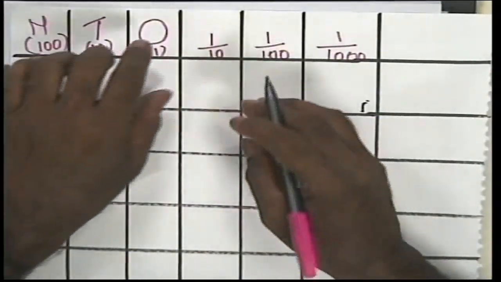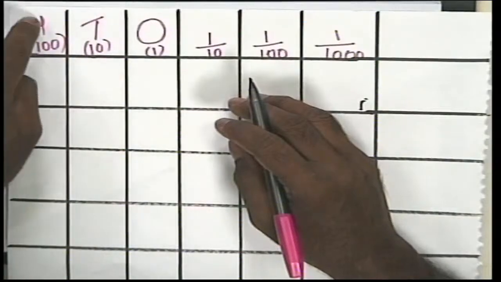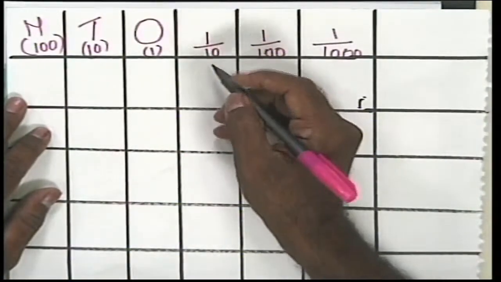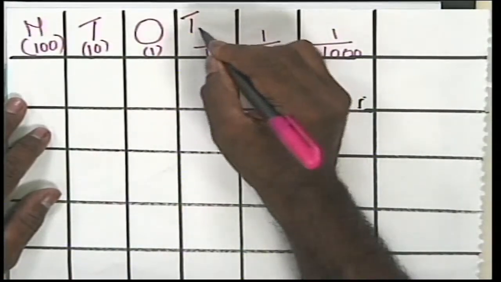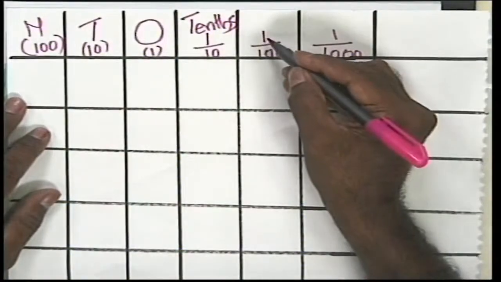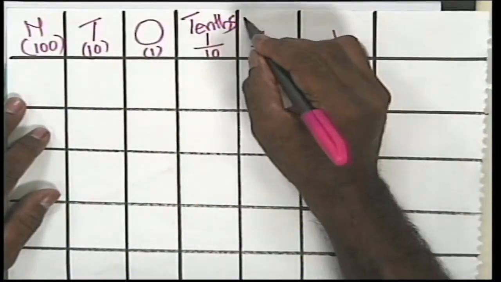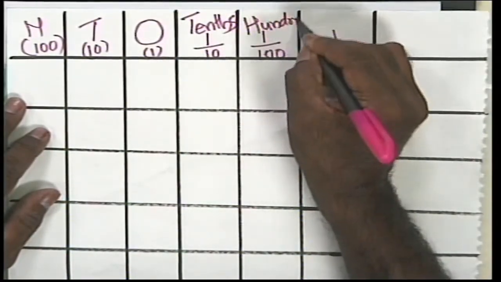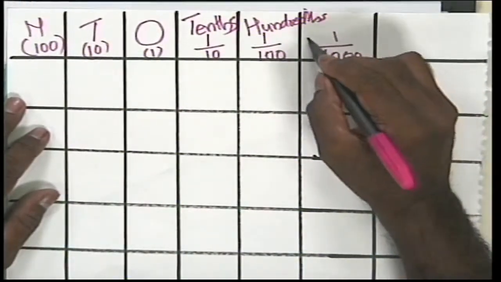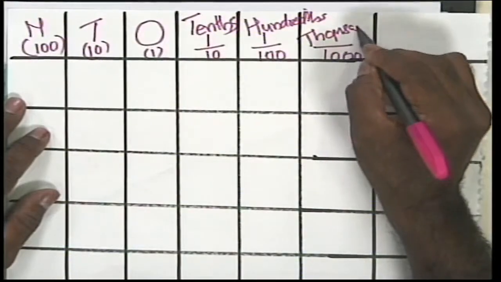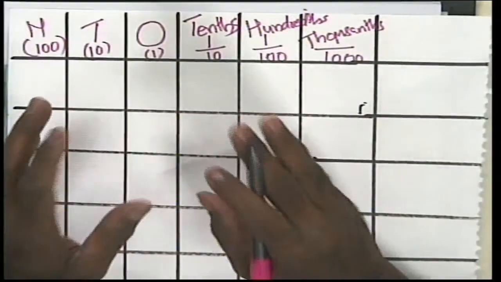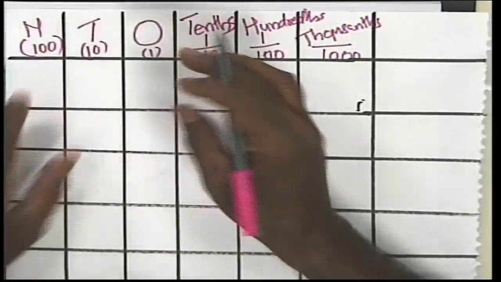And now on the left we have given names: ones, tens, hundreds. In the same manner we can give names to the places to the right of ones also. 1 by 10 we call tenth. It is 1/10th, therefore it is known as tenths. And the second is 1/100th, therefore we call it hundredths. And the third one, 1 upon 1000, is known as thousandths.